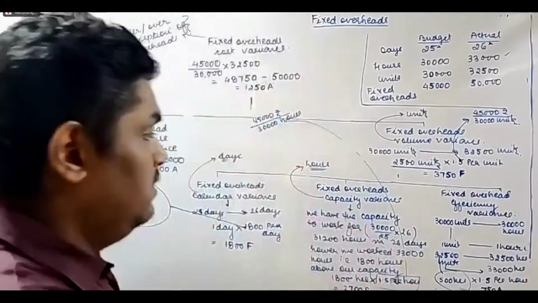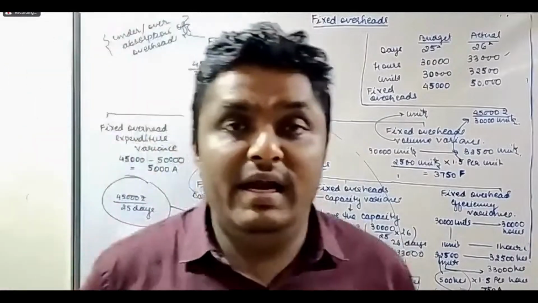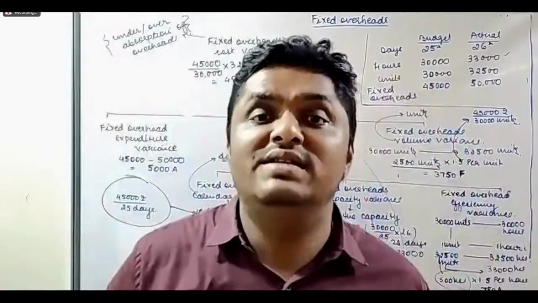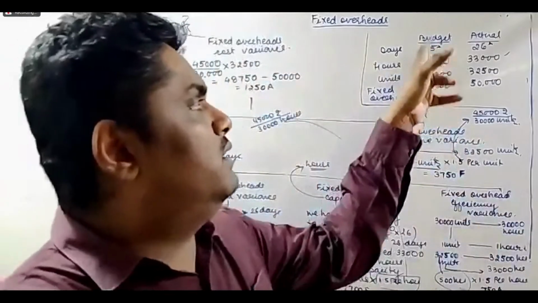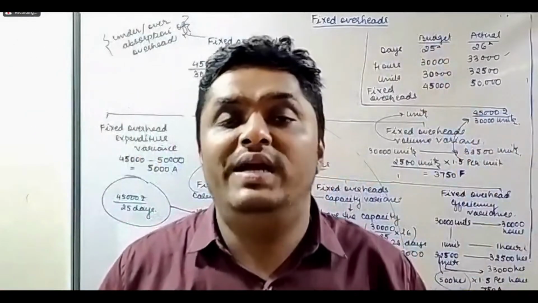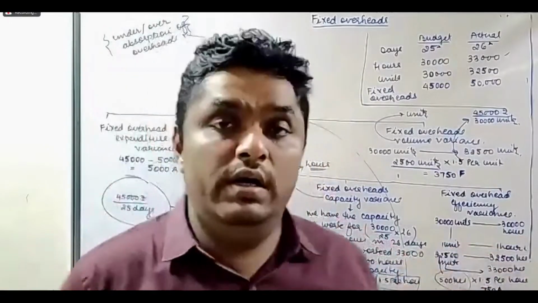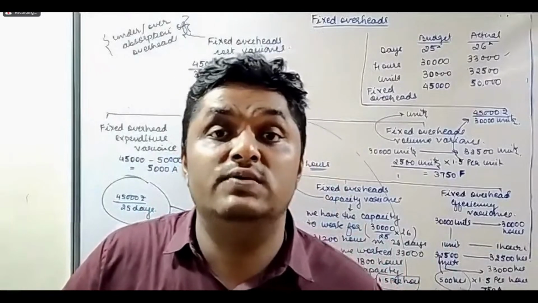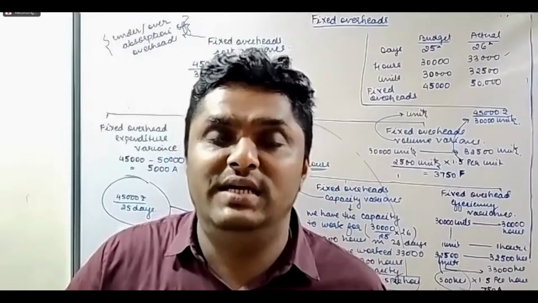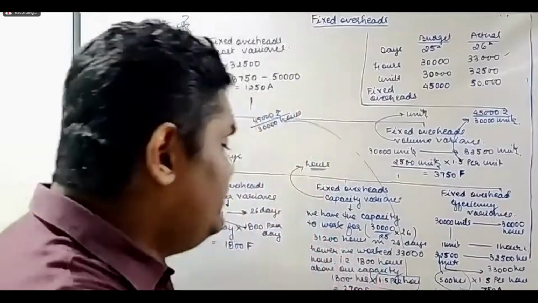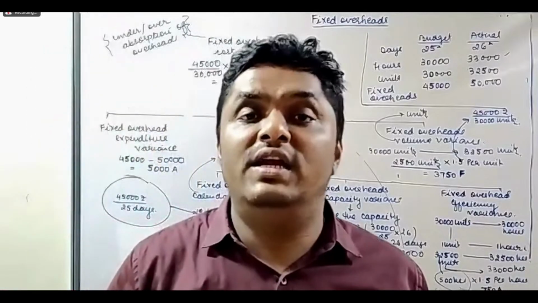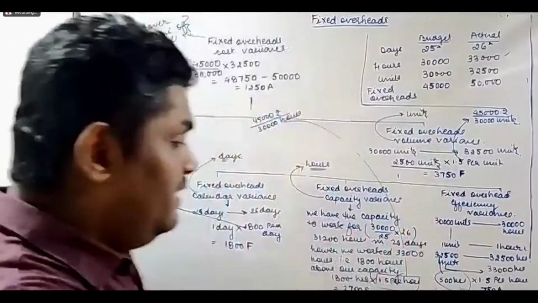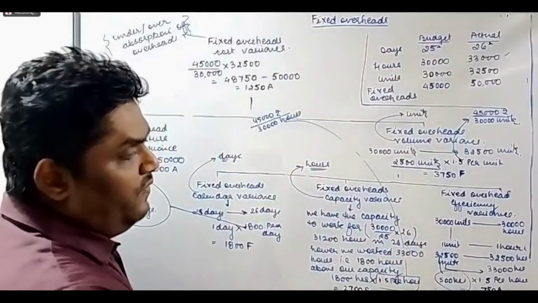Now next, capacity variance. It talks about hours. We have the capacity to work for 31,200 hours in 26 days. How come 31,200? 30,000 hours in 25 days. So 26 days, how much? 31,200. Now in these 26 days, we worked for 33,000 hours. That is 1,800 hours we worked extra above our capacity. So it's a good sign for the company. Since we have calculated hours, we'll take the rate per hour. So 45,000 divided by 30,000 hours, we will get the rate per hour. That is 1.5. So 2,700 favorable.